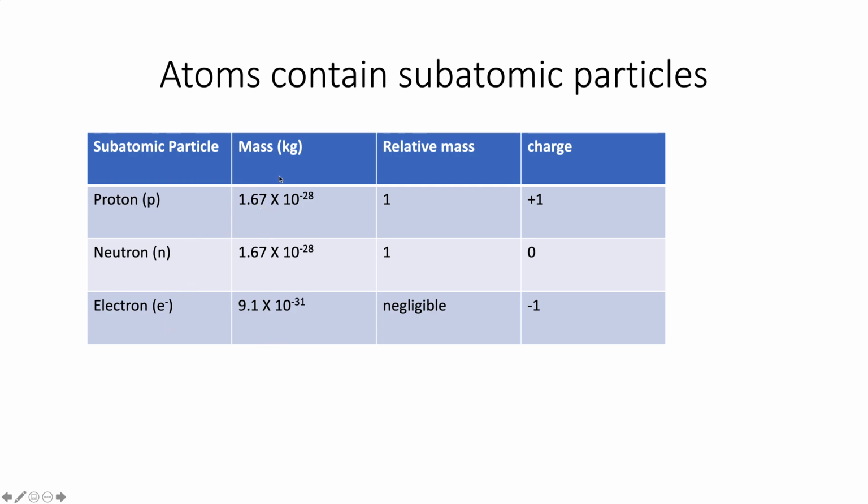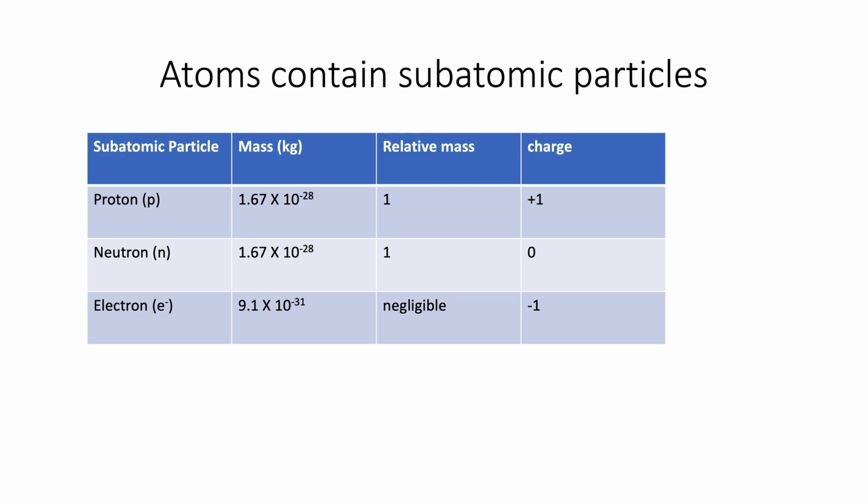These are the actual masses. You don't really need to know these, but I put these here just for reference. We just call proton a mass of 1, neutron a mass of 1. An electron has a negligible mass. So what does that word mean, negligible? Negligible means it's so small we just don't care. So it's such a small amount that it just doesn't matter.